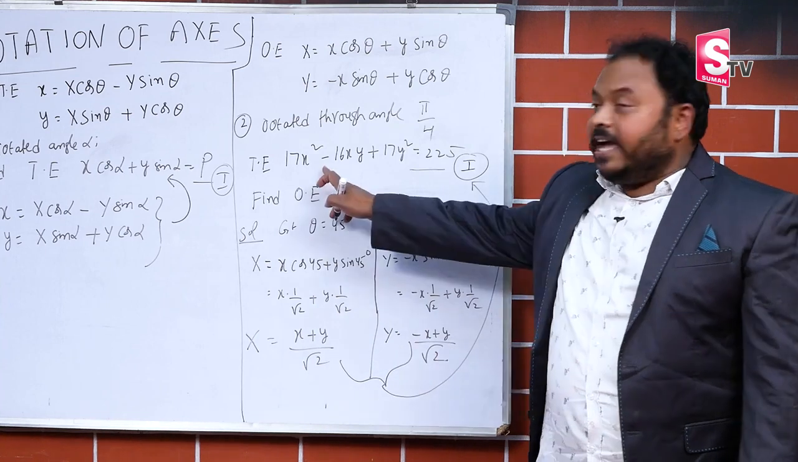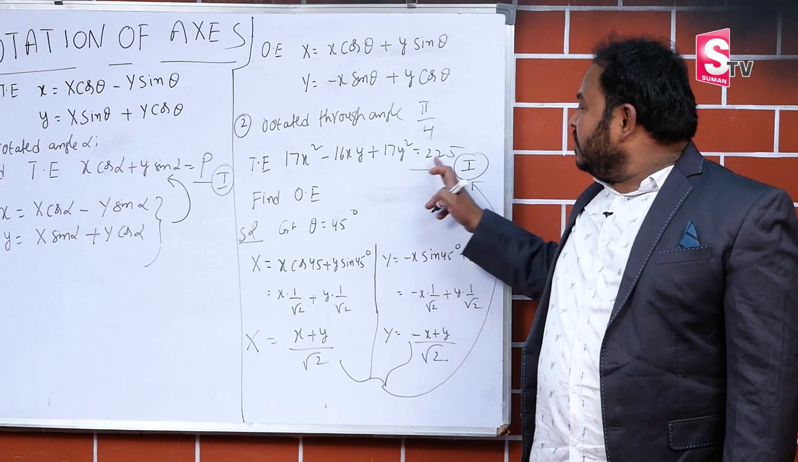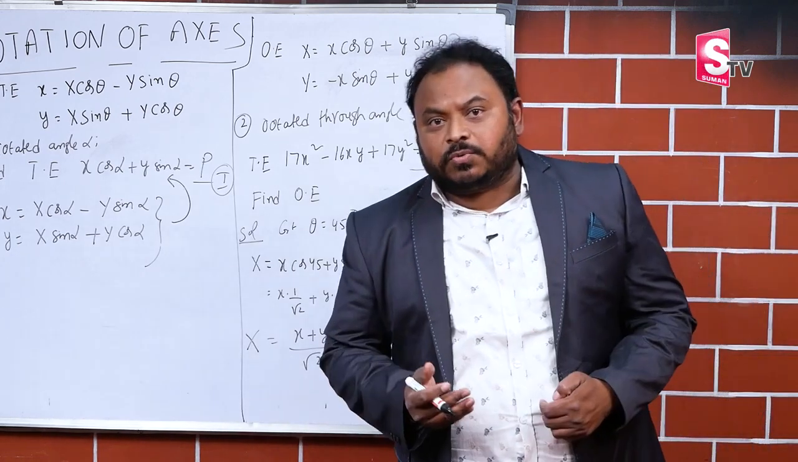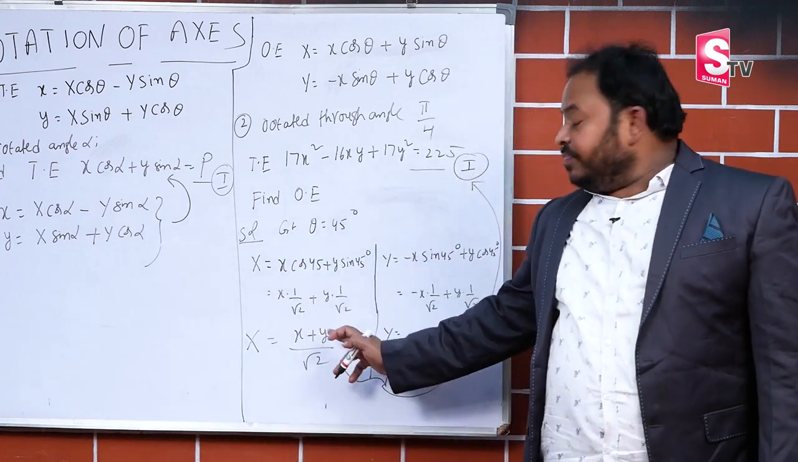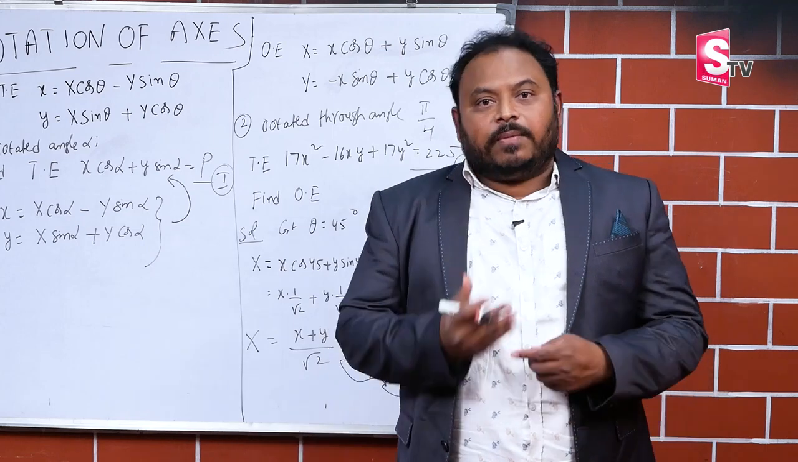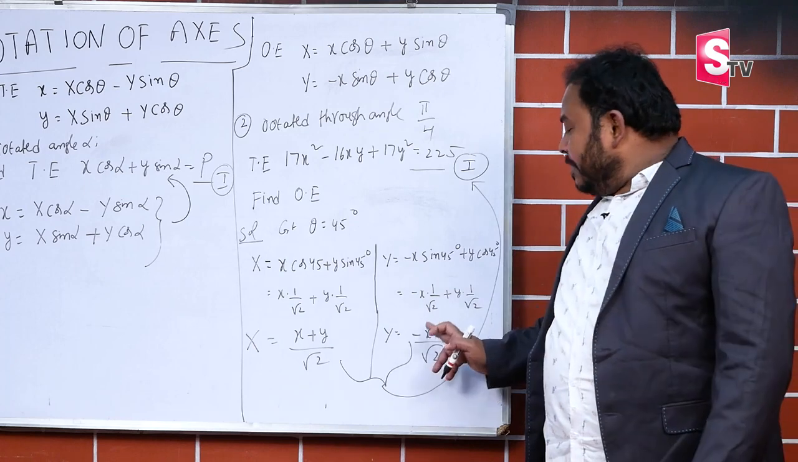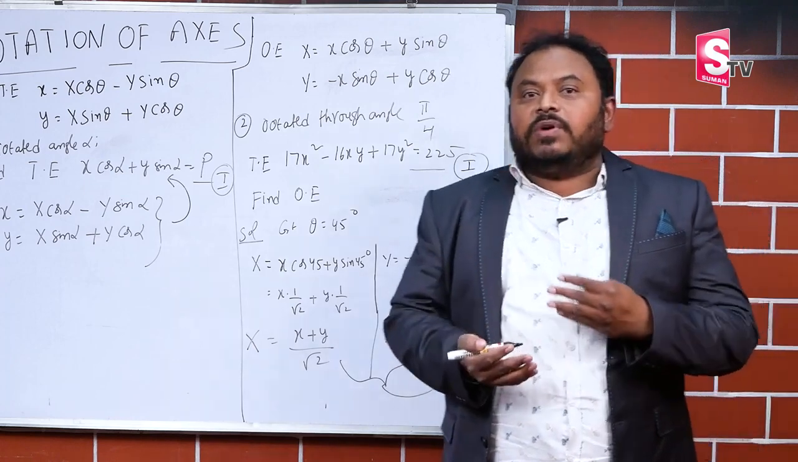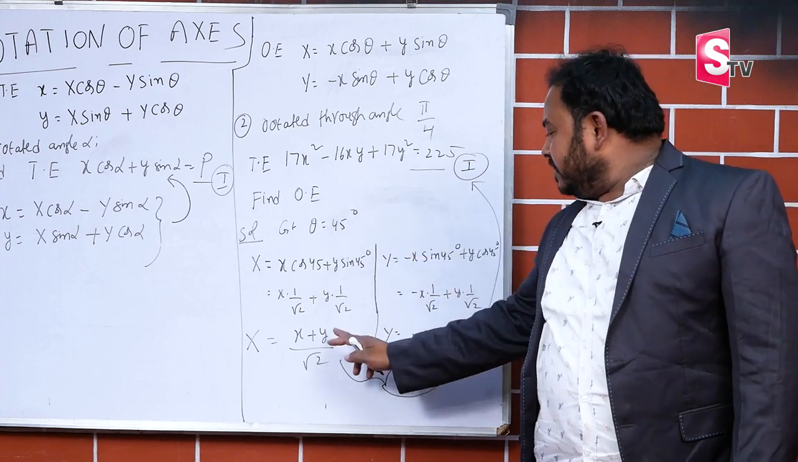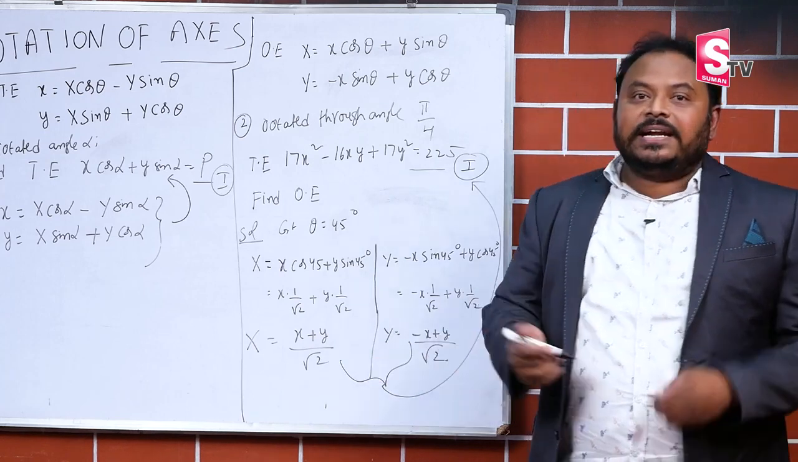Substitute these two values here in 17x square minus 16xy plus 17y square is equal to 225. Whenever the x value is x plus y by root 2 whole square, expand in the form of a plus b whole square: a square, b square, 2ab. Root 2 whole square will become 2 only. Here also the same, expand like this, then you can get a minus b whole square: a square, b square, minus 2ab, then simplify. Here multiply these two equations, x plus y into minus x minus y. Here you can simplify and get the answer.